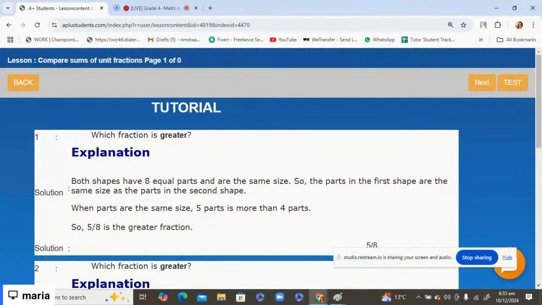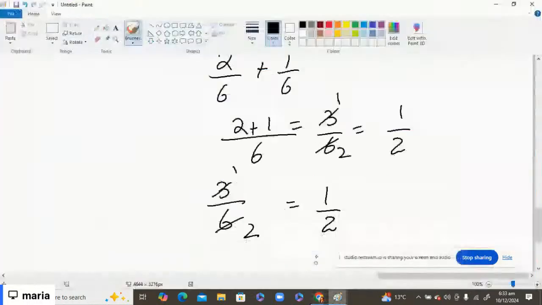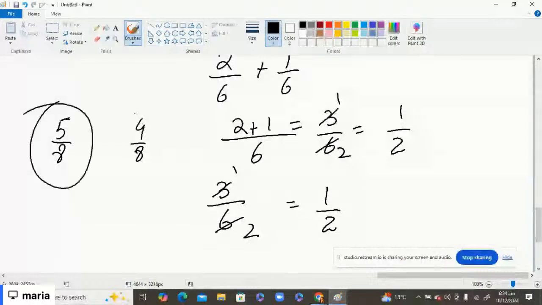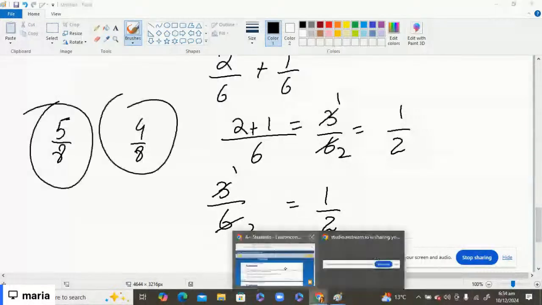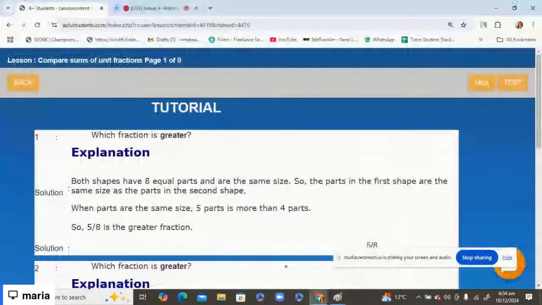They are saying how many total? Total are 8. This total is 8, this total is 8. So we are putting in the denominators. One is 5 parts and one is 4 parts. So which one? 5 by 8 is greater as compared to 4 by 8. So we can say that 5 by 8 is the greater fraction.